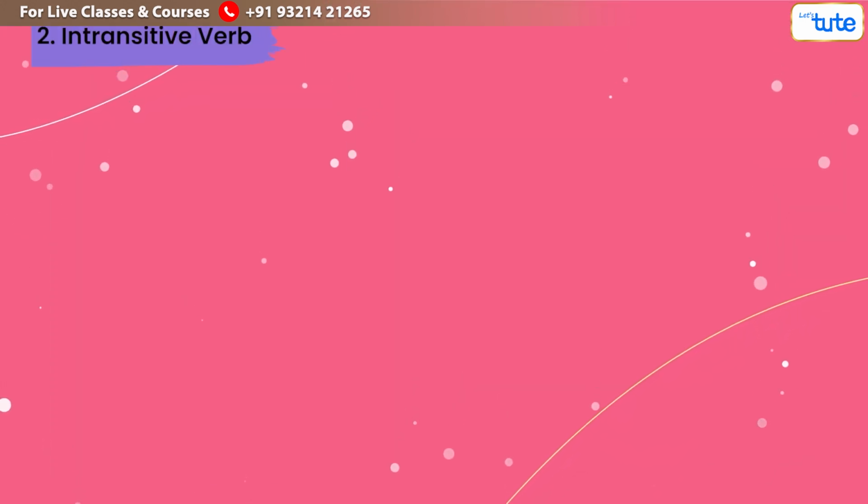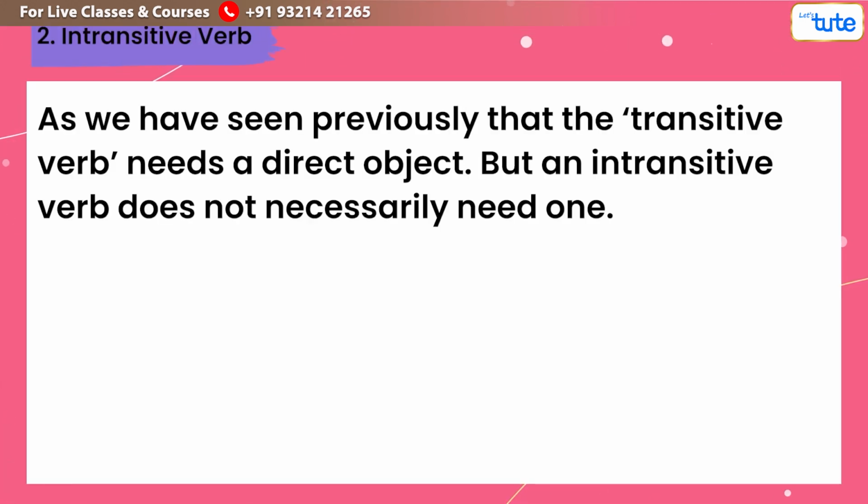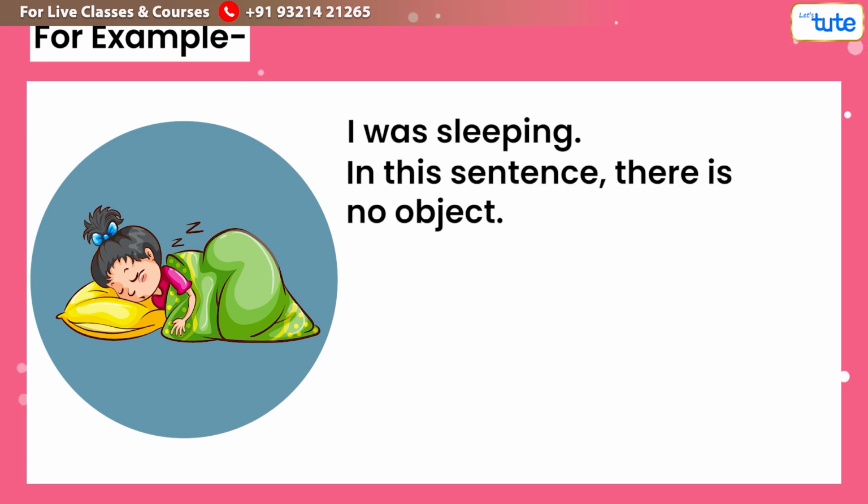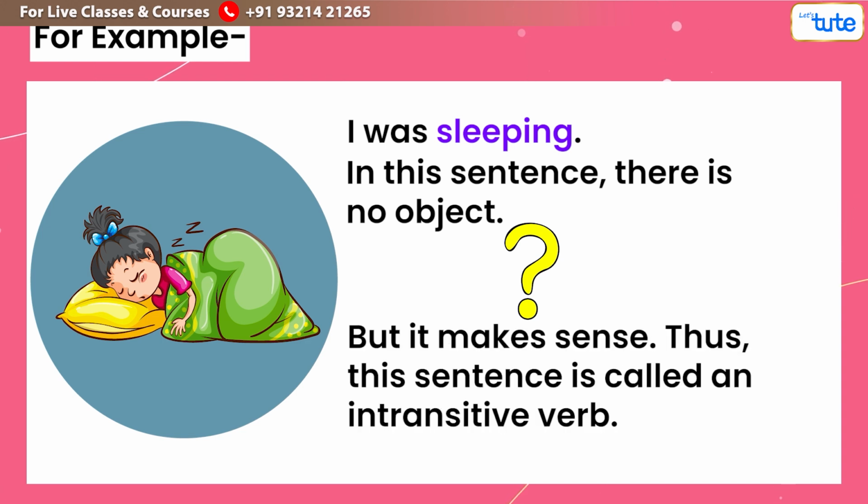Next, let us look at the intransitive verb. As we have seen previously, the transitive verb needs a direct object, but an intransitive verb does not necessarily need one. An intransitive verb is a verb that does not need a direct object to make sense in the sentence. A sentence with an intransitive verb can stand on its own. For example, I was sleeping. In this sentence, there is no object. What is the subject doing? She is sleeping. But it makes sense. Thus, this sentence is called an intransitive verb.